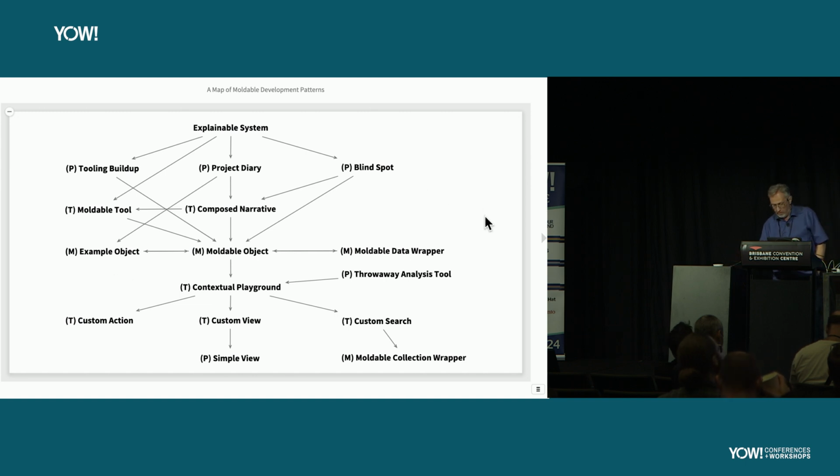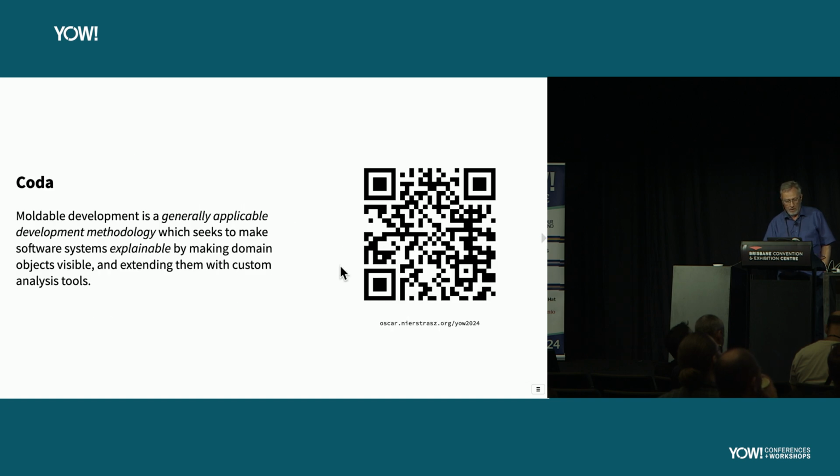Okay, that's pretty much everything I wanted to tell you. So in summary, moldable development is a generally applicable methodology, we believe, which seeks to make software systems explainable by making domain objects visible and extending them with custom analysis tools. Glamorous Toolkit is a concrete example of how you can do it. You can freely download it if you will, but I'd like to encourage you to think about how you can apply these ideas in your development environments with your languages and tools.